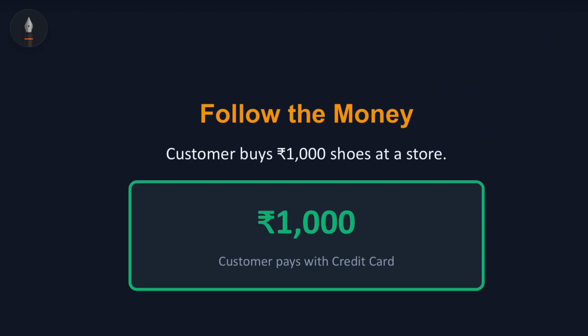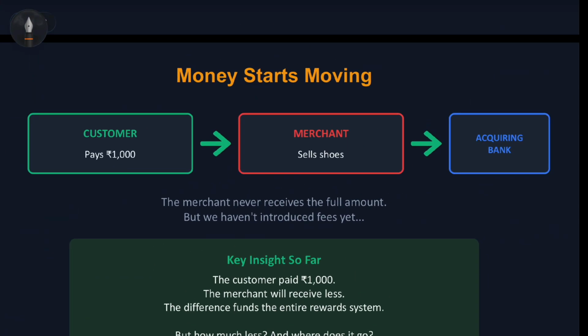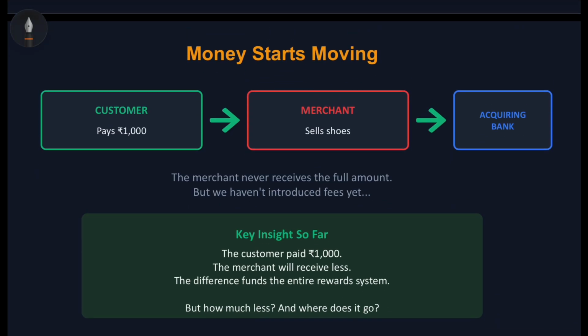See what is happening. A customer likes a pair of shoes at the store. It is worth 1,000 rupees. What does the customer do? He pays through a credit card. How much does he pay? He pays rupees 1,000, right? Now the money is moving. Now this is a very important slide. See what is happening in this. The customer is paying the merchant, a shoe store, how many rupees?